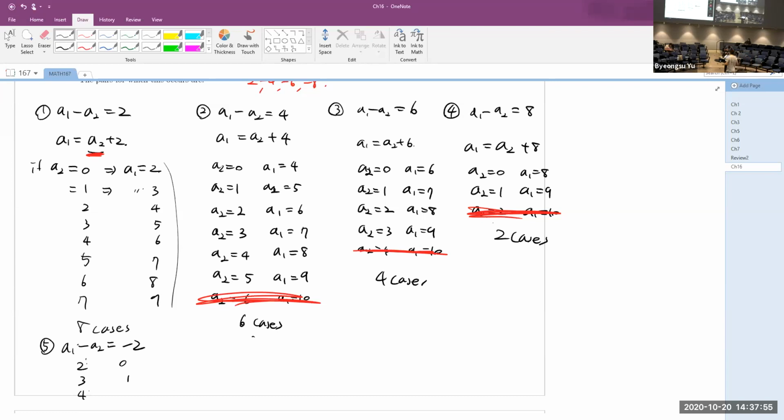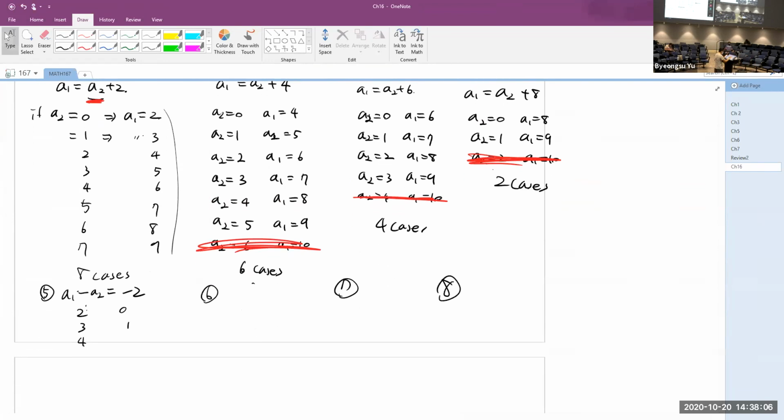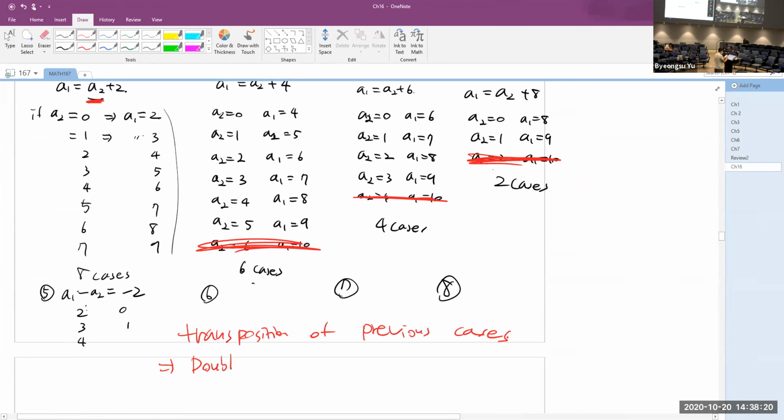That's a good procedure, right? So what Grace and Abud asked is that in the case of 5, 6, 7, 8, this is nothing but just transposition of the previous cases, because they are the same, but all these signs are different, right? So just double it and start, right?